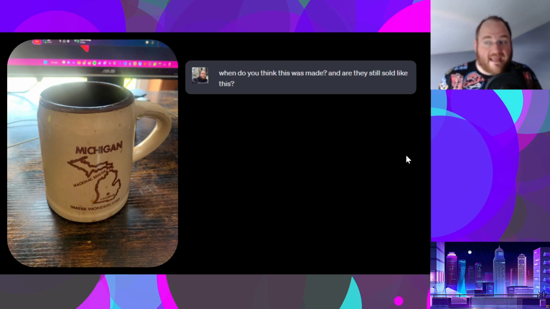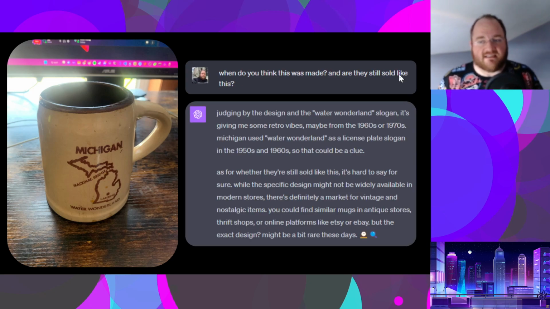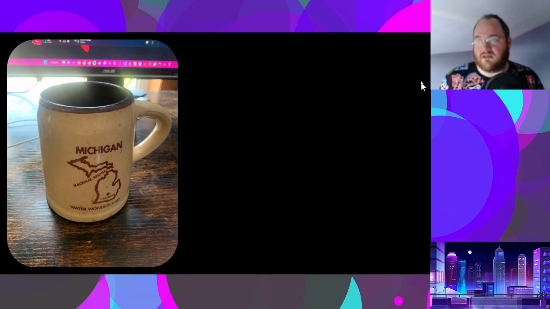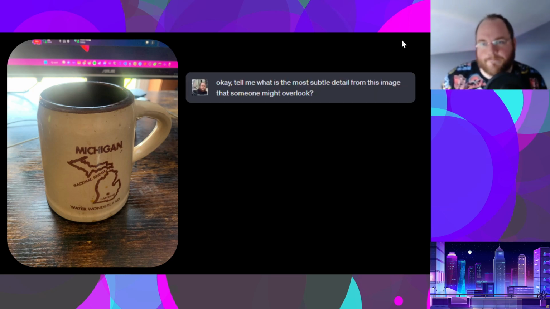When do you think this was made? Are they still sold like this? Water Wonderland slogan, probably retro, maybe in the 1960s or 70s. Michigan used Water Wonderland as a license plate slogan in the 50s and 60s, so that could be a clue. As for whether they're still sold like this, hard to say. You could probably find it on Etsy or eBay or things like it, so try there. Might be a bit rare these days. Okay, my vintage mug.